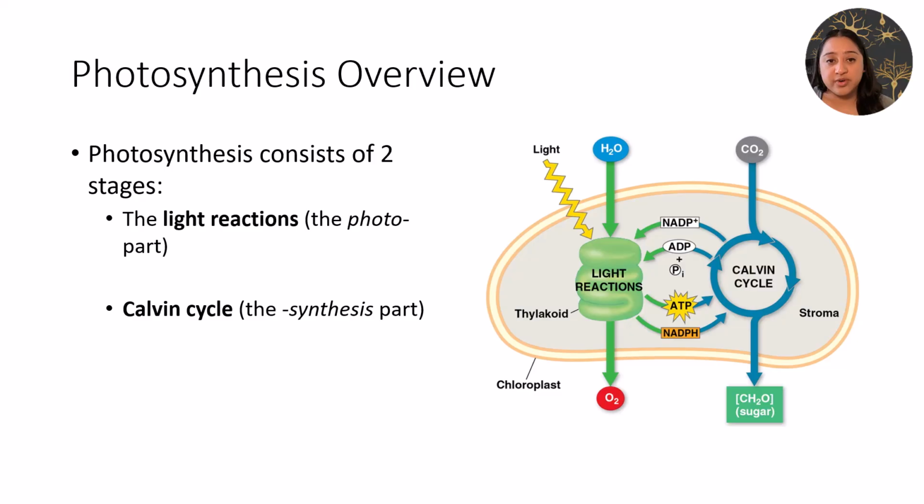And so here's an overview of photosynthesis and what we're going to cover in the other parts of the lecture. Photosynthesis consists of 2 stages. The light reactions. If we look at the word photosynthesis, the photo part comes from the light reactions, and the synthesis part comes from the Calvin cycle. That's where you actually make the sugar. So you're taking the light energy and using it to drive the actual making of molecules. So the light reactions and then the Calvin cycle.